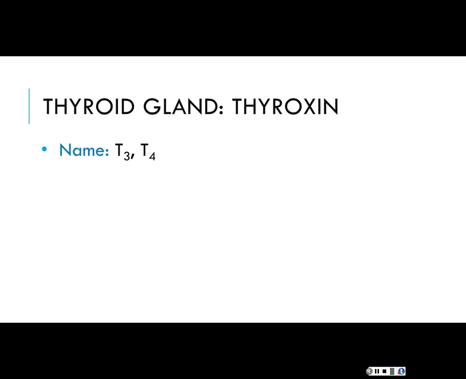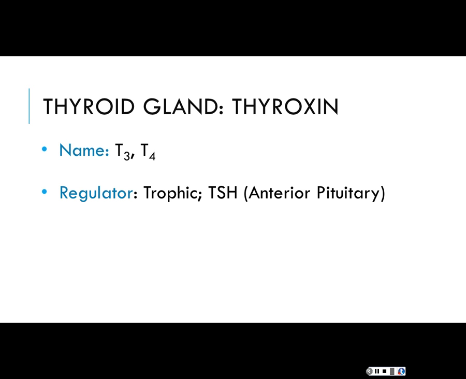So how do you think we're going to regulate it? Tropically, by the anterior pituitary releasing thyroid stimulating hormone. And then we can back it up, which is also tropically regulated by the hypothalamus. So if I want to release T3 and T4, I need to see the presence of TSH from the anterior pituitary.